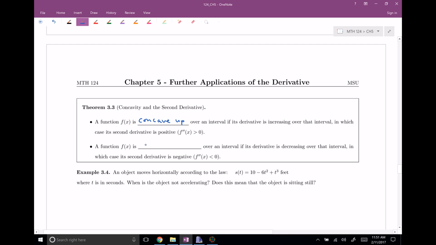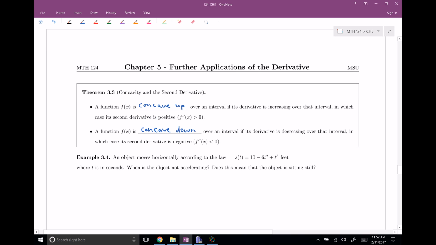A function is concave down over an interval if its derivative is decreasing on that interval, in which case the second derivative is negative. So the derivative is decreasing. This is saying how is the derivative changing? Well, it's changing negatively, so therefore the second derivative is negative. Okay, so let's try to apply these things.